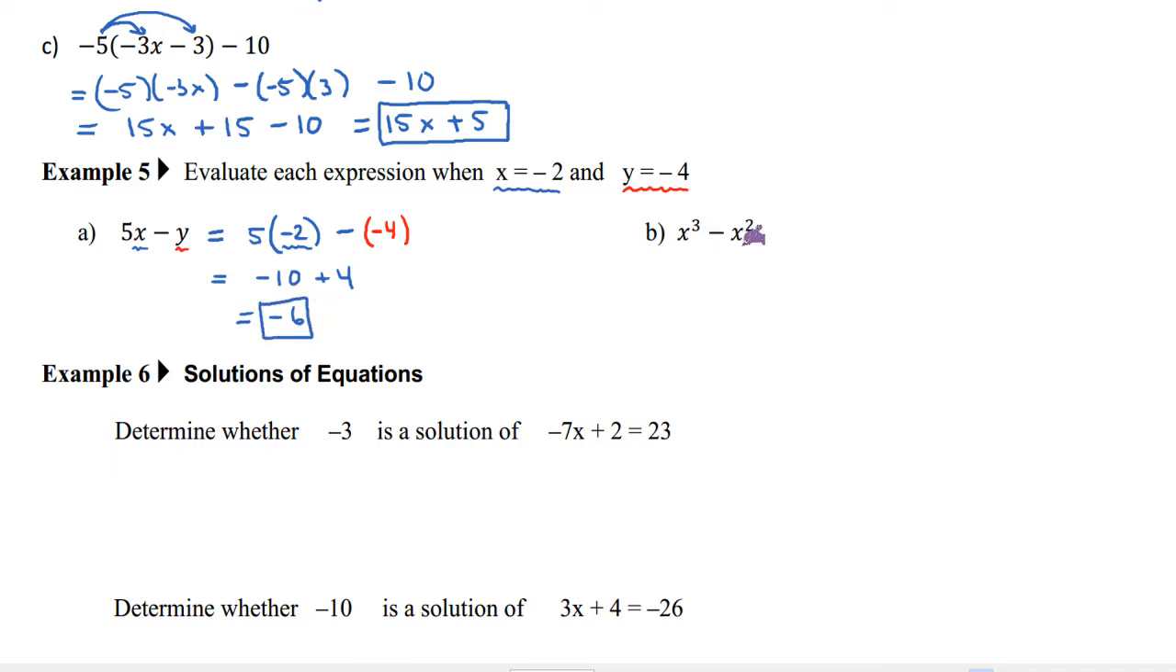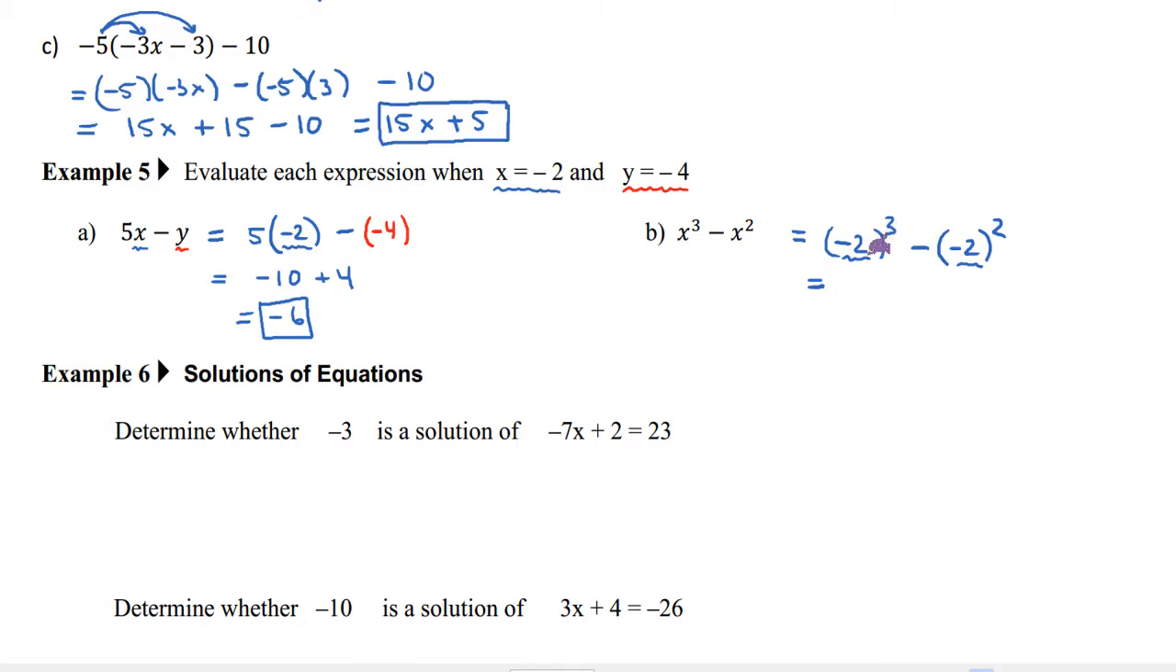Okay. Similarly over here, this expression is x cubed minus x squared. So if I'm going to substitute this x and this y value, well, there's no y value to substitute, so I'm only going to be substituting in that -2. So we'll do -2 to the third power, and then minus -2 squared, right? So we're just substituting x into those two spots, and now you simplify.